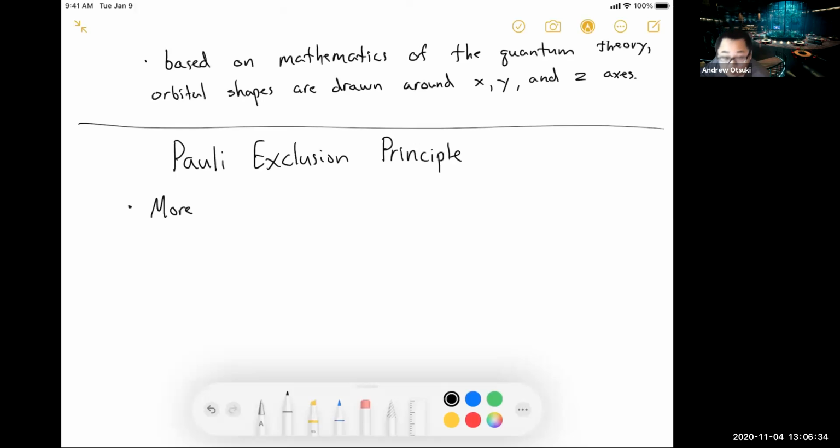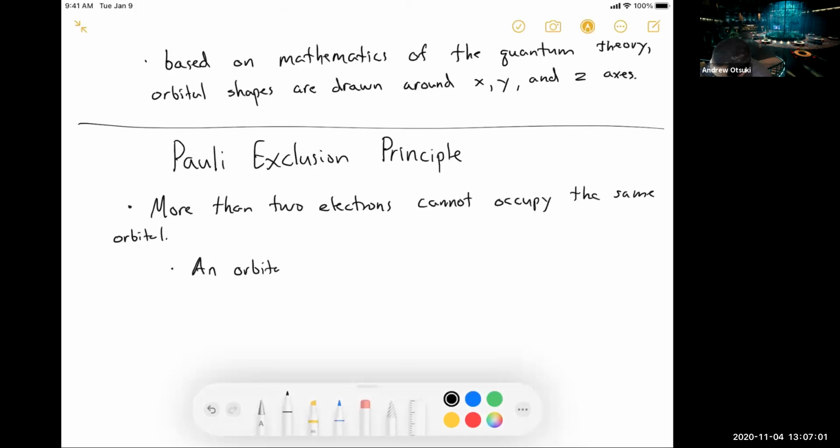More than two electrons cannot occupy the same orbital. So an orbital may be unoccupied, so you have an empty orbital, and that we won't talk much about.